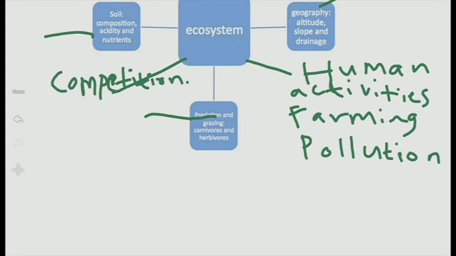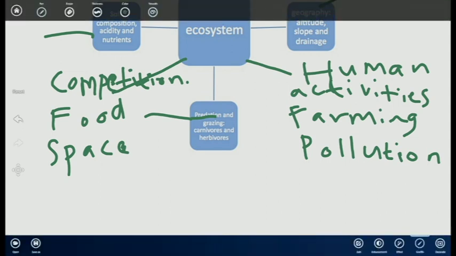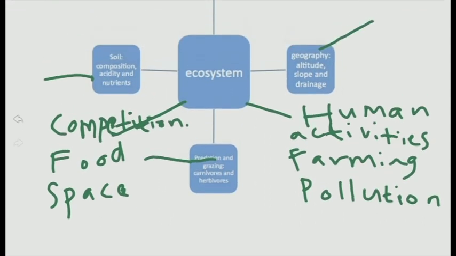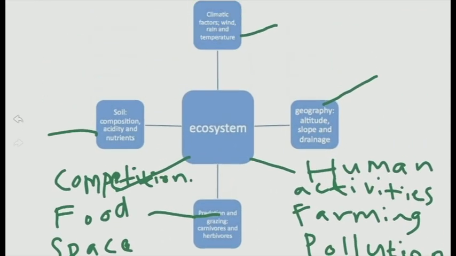And then when we talk of competition, we compete for food. We also compete for space. We also compete for mates. Who is involved with who? So in the soil, when you talk of other effects, as you can see, we have the soil.